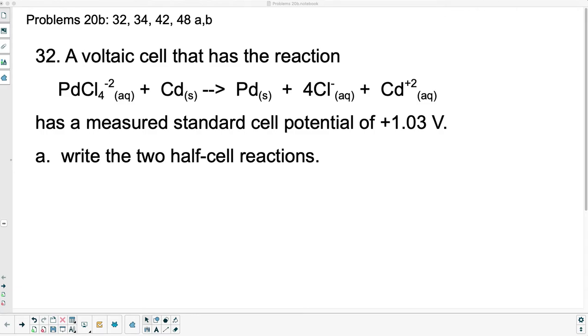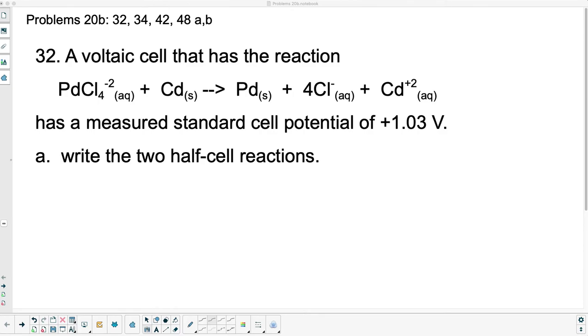All right, class. This is 20B problems. Number 32, a voltaic cell that has a reaction. That's PdCl4 with a -2 charge, Pd as in palladium, plus cadmium, Cd solid, yields Pd, again palladium, plus 4 Cl minuses, and Cd cadmium with a +2.